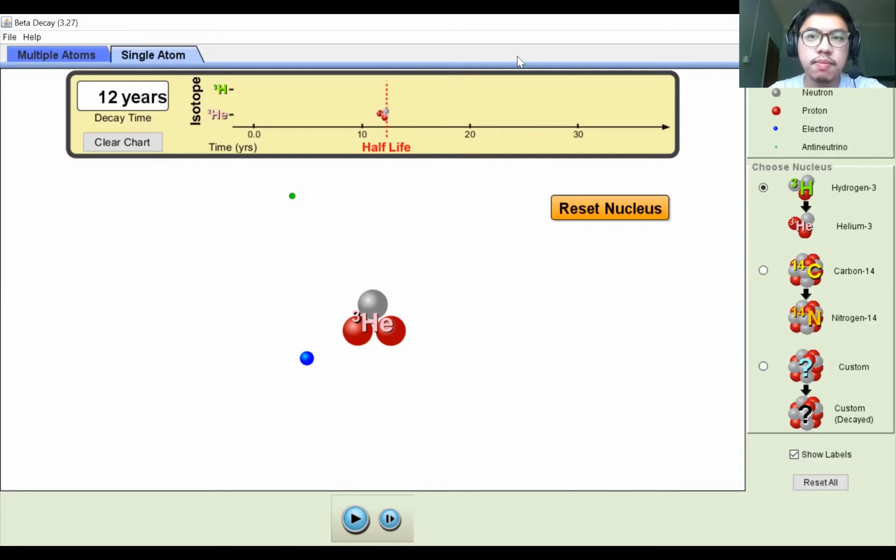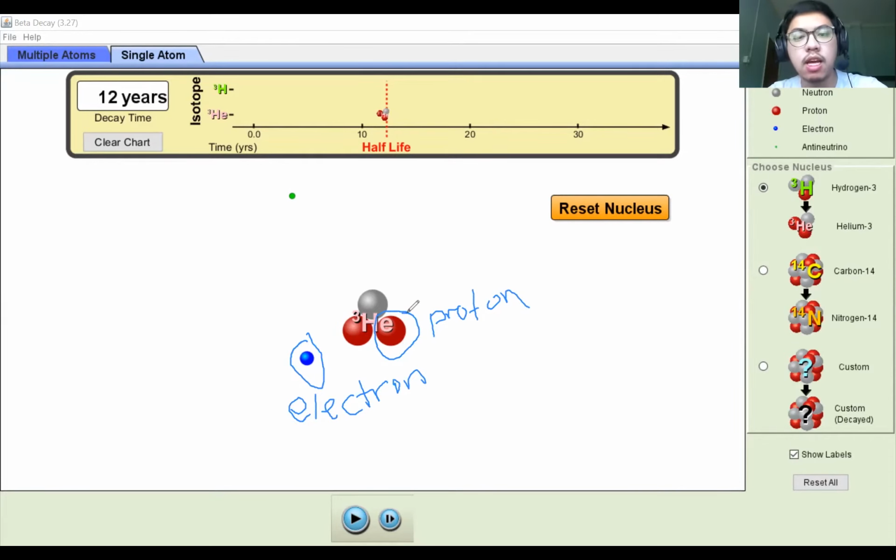I hope you can see this blue ball. That's the electron. And this red ball, that's the proton. So one of the neutrons changed into a proton and an electron. The proton stays inside the nucleus, while the electron is ejected outwards. That's the beta emission. Don't worry about this one, it is not in the syllabus, so don't worry too much about that. You just have to focus on these two.